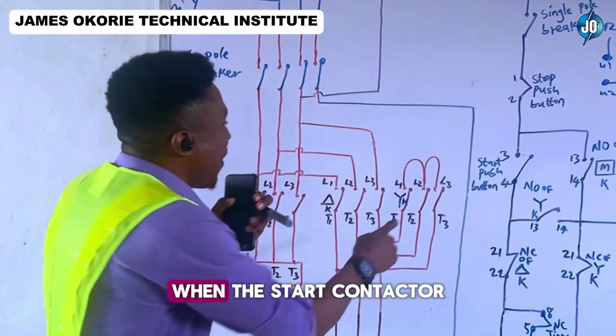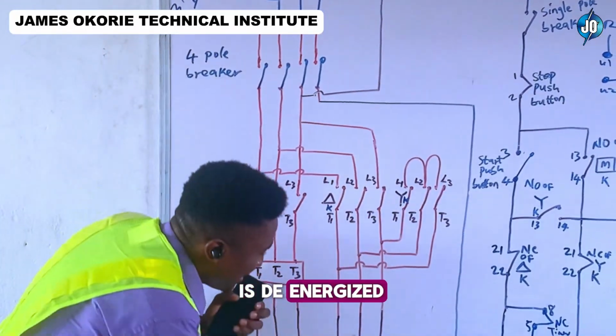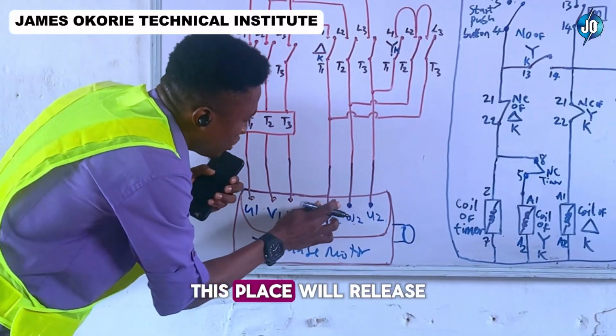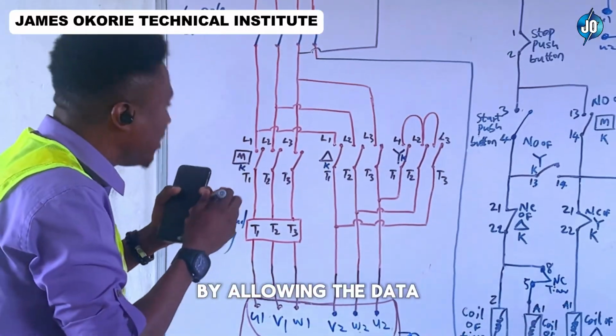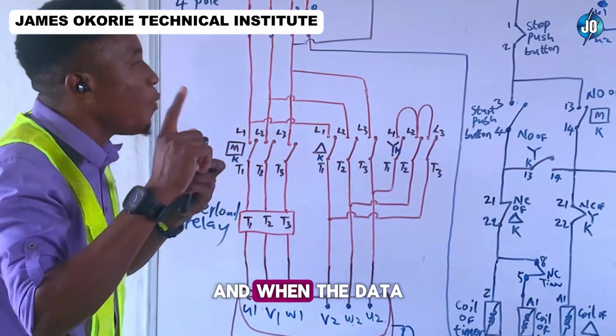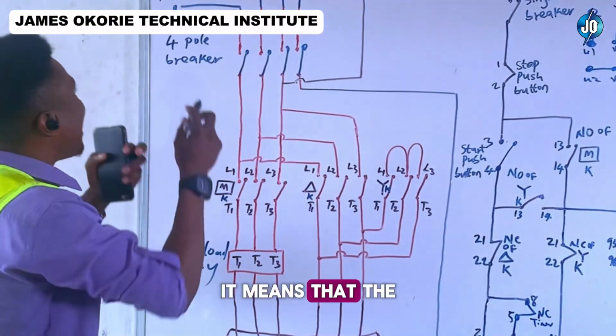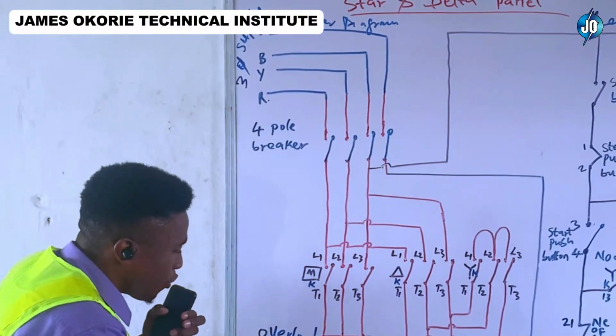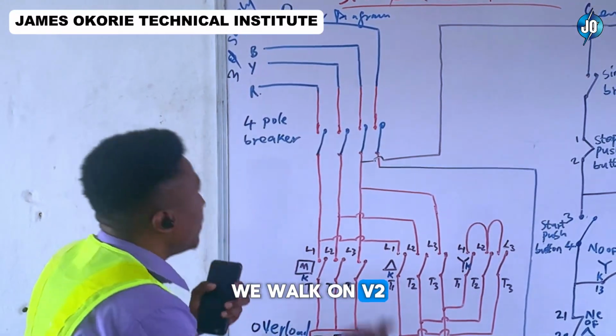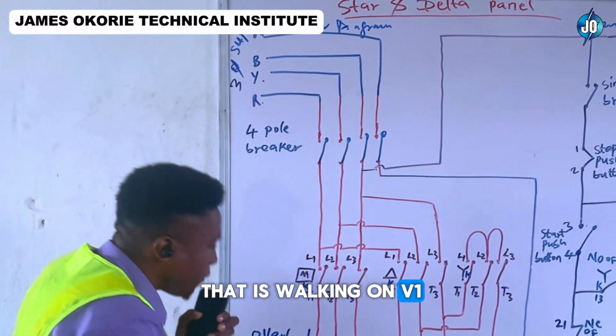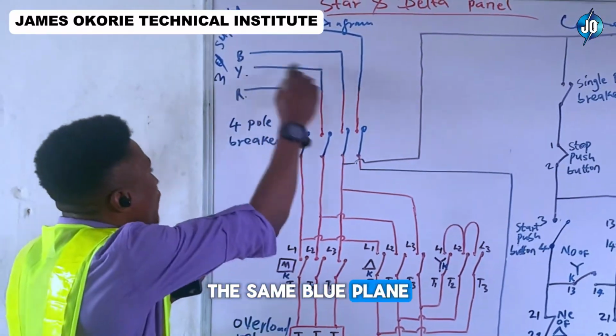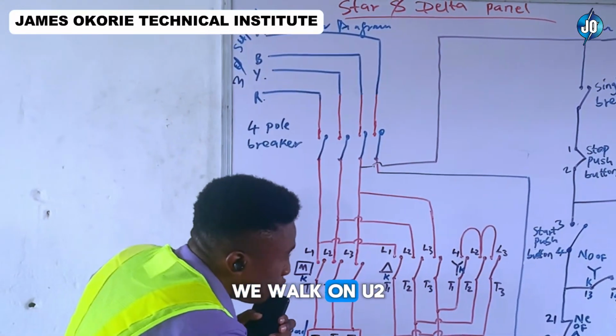And in this case, when the star contactor is de-energized, this place will release, this place will release, thereby allowing the delta contactor to work. And when the delta contactor is working, it means that the same red phase that is working on U1 will work on V2. The same yellow phase that is working on V1 will work on W2. The same blue phase that is working on W1 will work on U2.